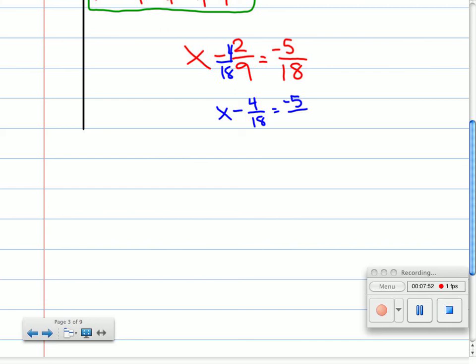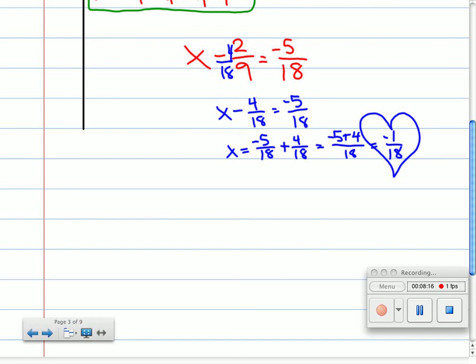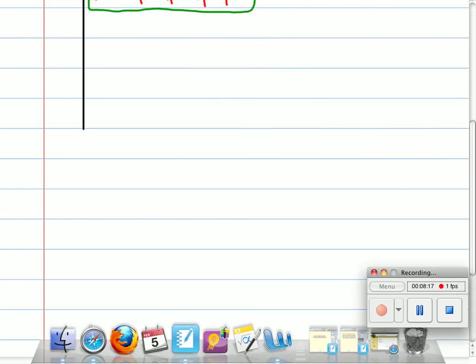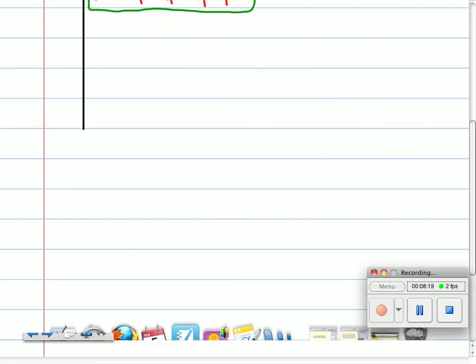How do I move minus 4 over 18? I'm going to add. So x is equal to negative 5 over 18 plus 4 over 18, which is negative 5 plus 4 over 18, which is negative 1 over 18. That is our answer.